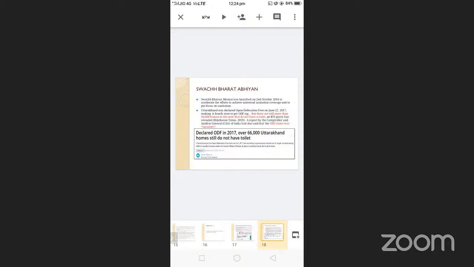Significantly, the report by the Comptroller and Auditor General of India has also said that the ODF status was incorrect. The Uttarakhand Urban Development Department in 2019 said that 3,302 toilets are needed in Champawat, 5,000 in Pauri, and so on. And 1,335 public toilets are also needed. This highlights the very poor condition of Udham Singh Nagar, followed by Haridwar.